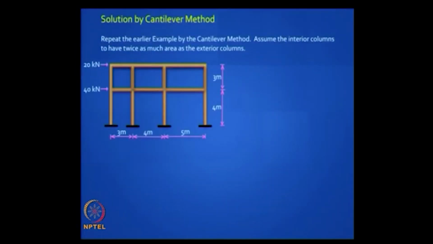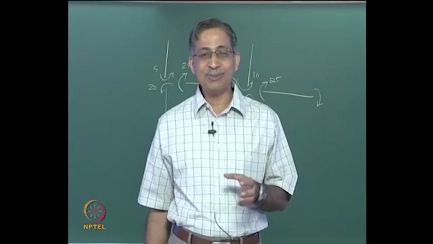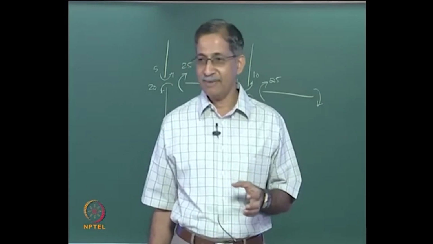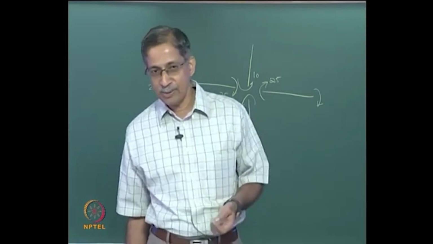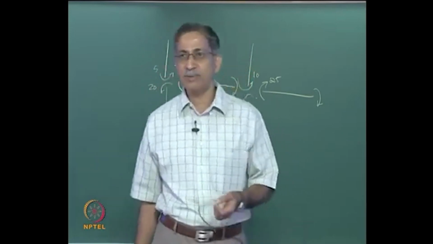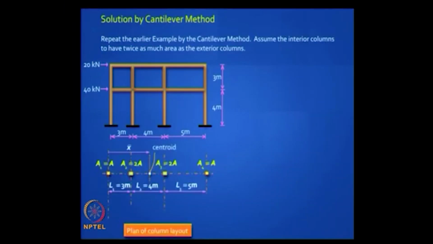We are going back to the same problem. The portal method would have taken us 5 to 10 minutes to solve. Cantilever will take you a little more time. How do you begin? Well, first you need to assume something about the cross sectional areas. If nothing is given, you can assume all the areas are equal, but here we are told that the interior columns have twice as much area as the exterior columns. So you have 2A for the two interior columns and A for the exterior columns, right?